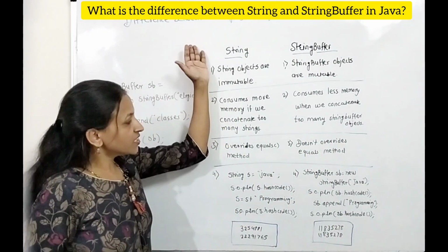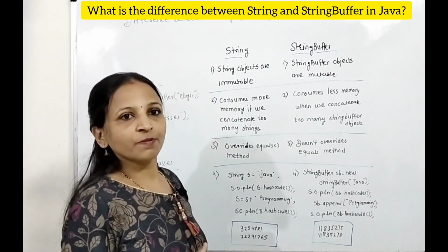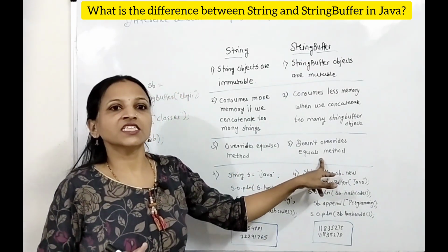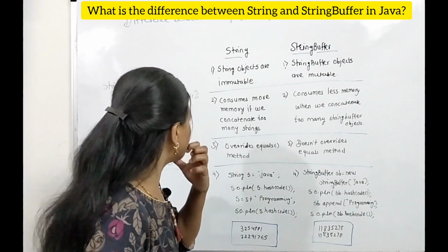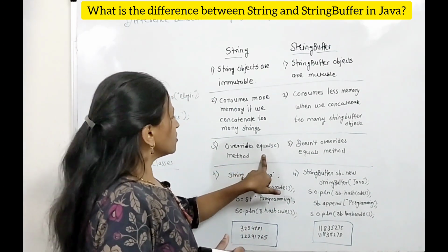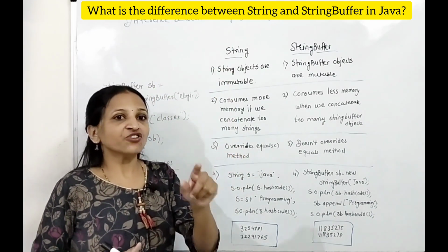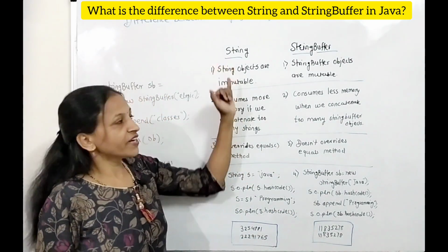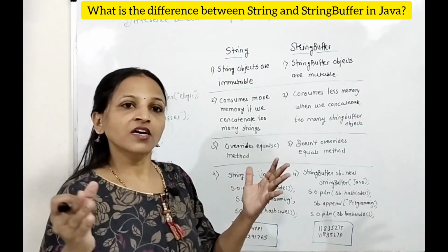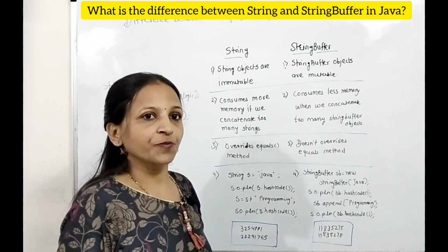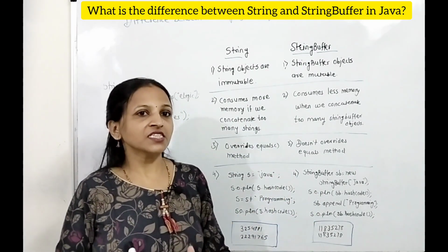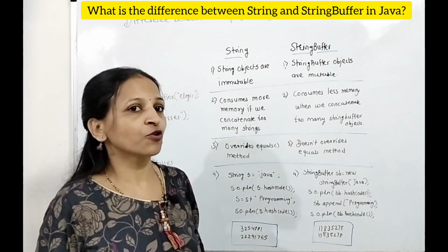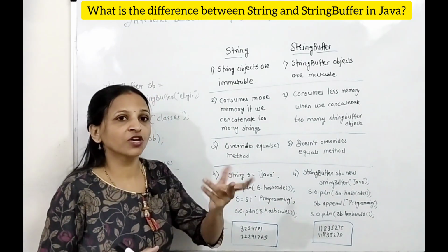Now the next one is that the String class is overriding the equals method. This equals method is present in the Object class. StringBuffer is not overriding this equals method. Now see what is the difference here. The equals method is overridden in the String class, which means it will match the contents. Suppose two strings have the same contents, then it will return true. But in the Object class, whatever equals method is present is for reference comparison, to check whether those two objects are the same or not, which means hash code comparison.